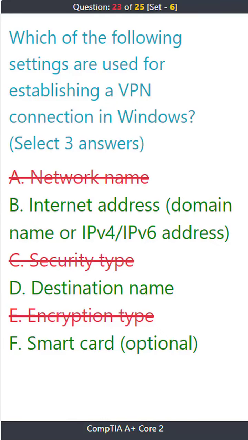The correct answers are B. Internet address, domain name or IPv4/IPv6 address. D. Destination name. F. Smart card, optional.